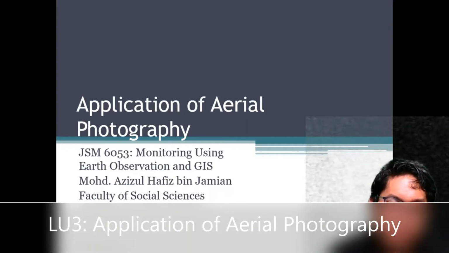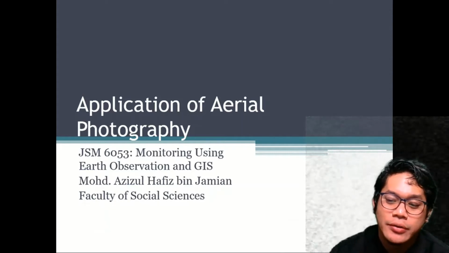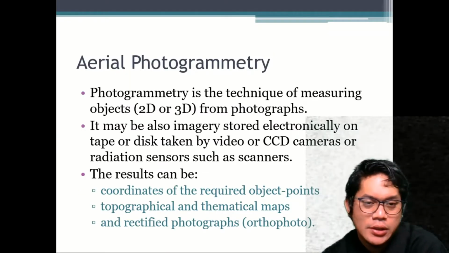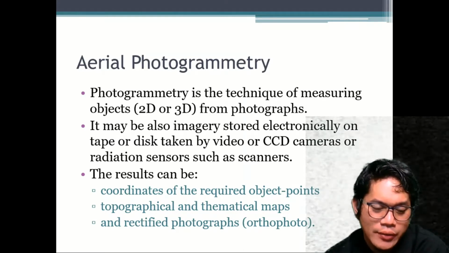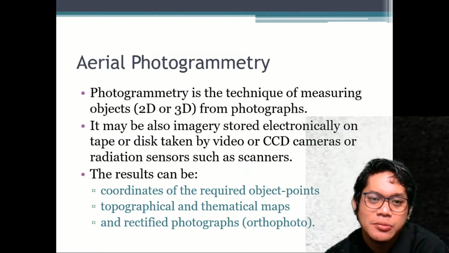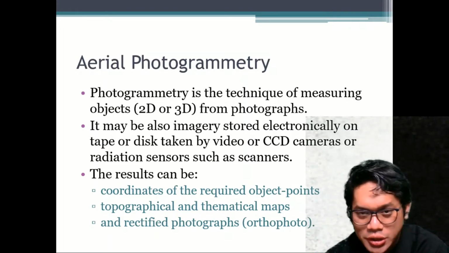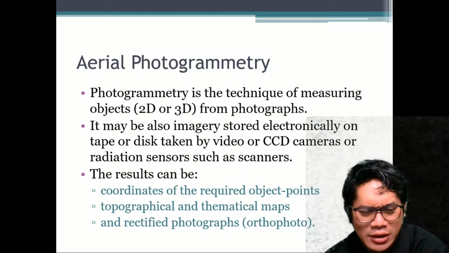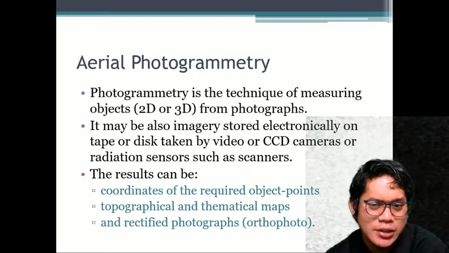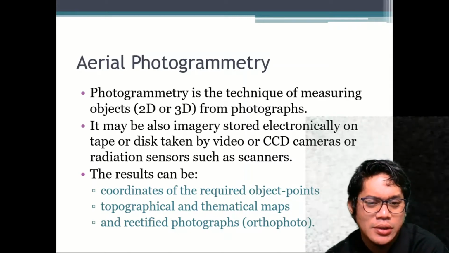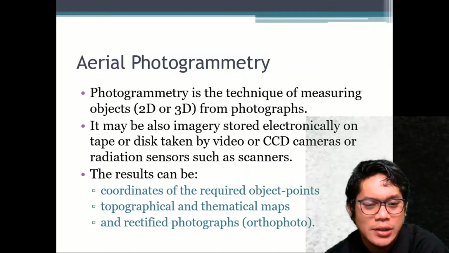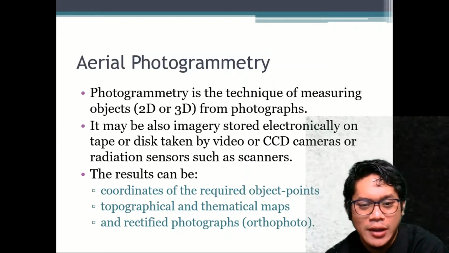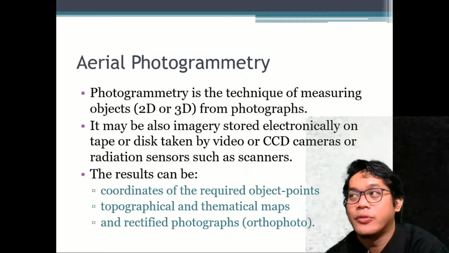Hi, now we look into chapter 3, application of the aerial photography. So we look into aerial photogrammetry. Basically, for those who never heard about photogrammetry, it is a technique to measure objects in 2D or 3D from the photograph, where the imagery is now stored electronically through CCD cameras or radiation sensors such as scanners, where the results will be the coordinates of the required objects, topography, and also thematic maps, as well as the orthophoto.